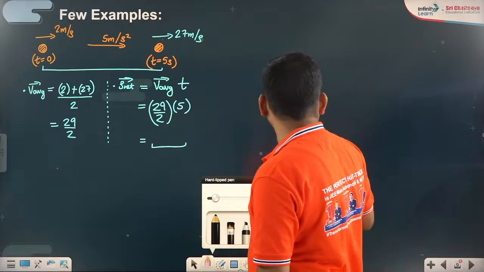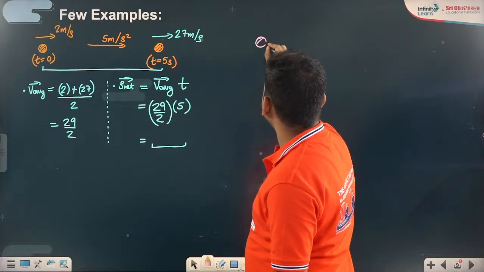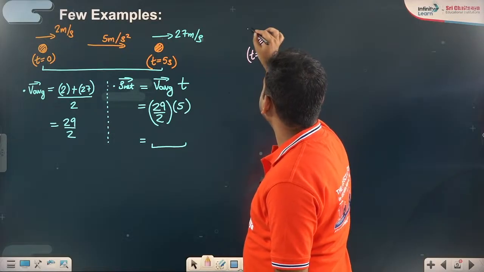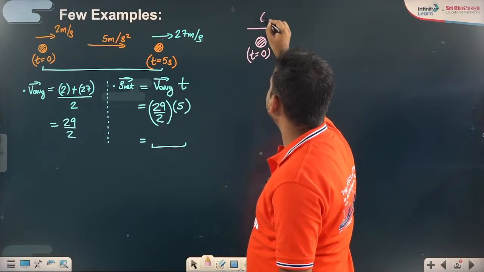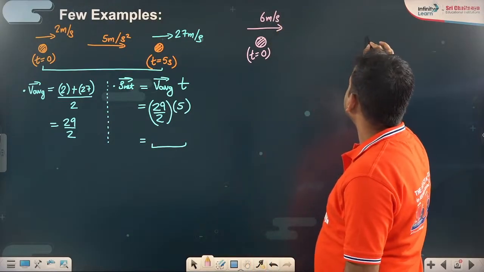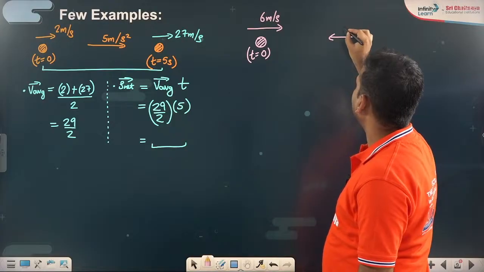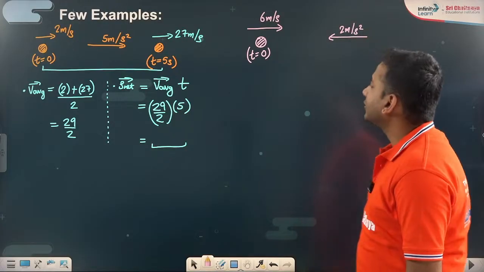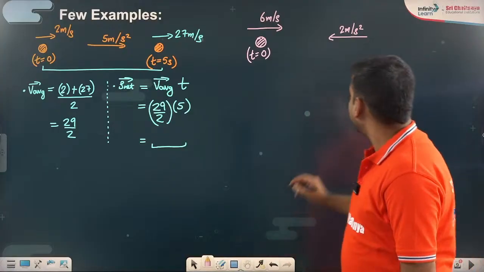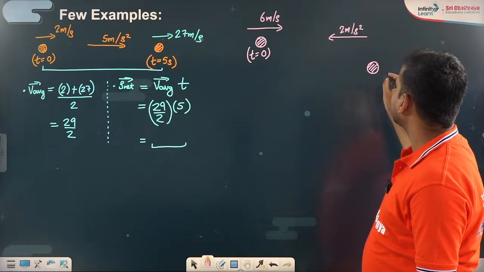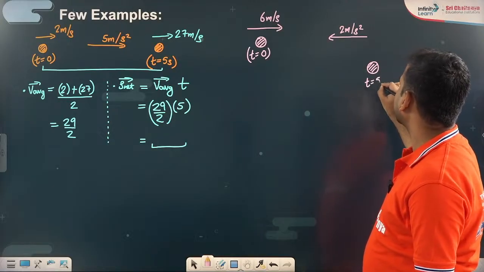Similarly, let me take another example for you. Suppose at t equals 0, an object is moving with 6 meter per second, and the retardation is 2 meter per second square. They are asking you the final velocity at t equals 5 seconds.